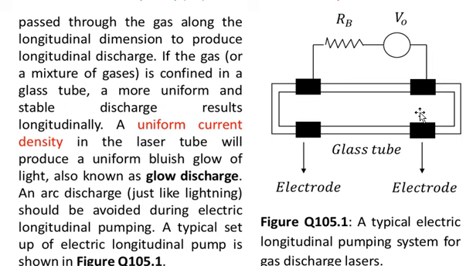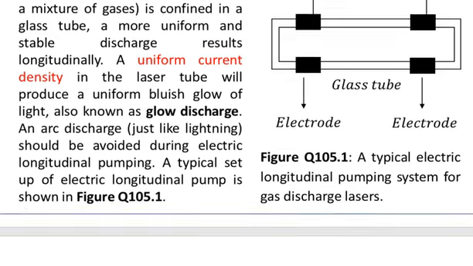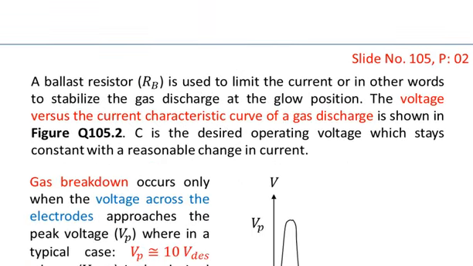These two electrodes are connected through a DC voltage V0 and through a ballast resistance RB, and the current flows through this, and an electric field is established from this electrode to this electrode. The rest of the procedure is explained in the next paragraph.